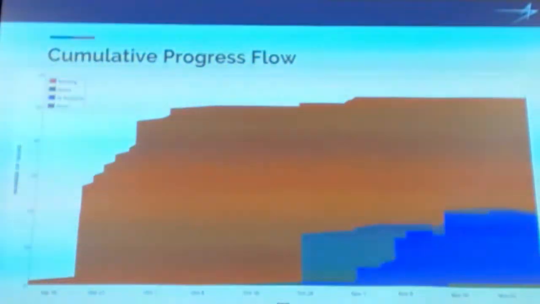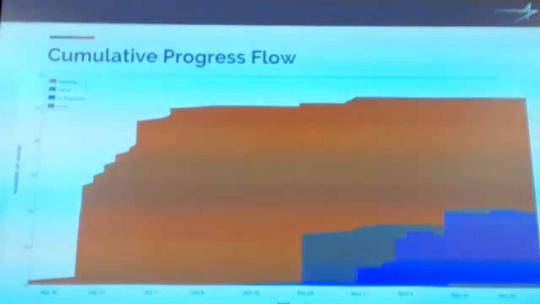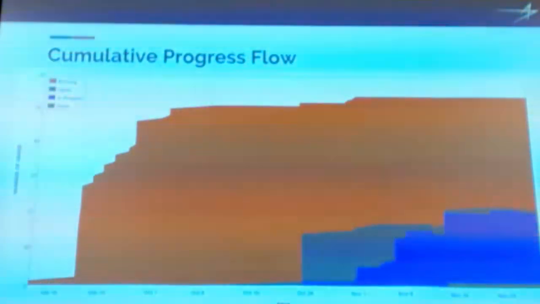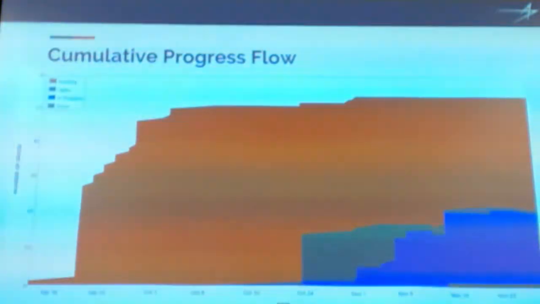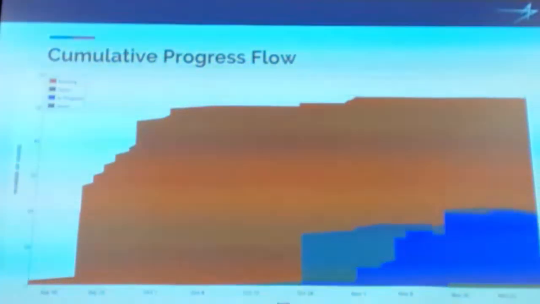Purple is in progress, and green is done. So when we started development, all of our items, come mid-October, were still in the backlog, so that's when we actually started developing. As you can see now, we still have a good deal of items in progress, because we are still waiting for our sponsor approval to consider them to be done, and that's why there's only a few items in green.